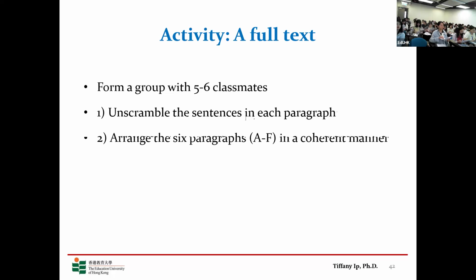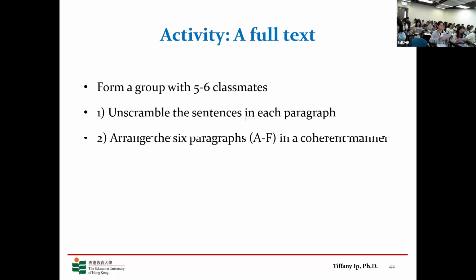Activity 5. You will see the title, a full text, and then this is a sample essay. The title is Pros and Cons of Becoming Professional Esports Gamers. Esports is like online, electronic.